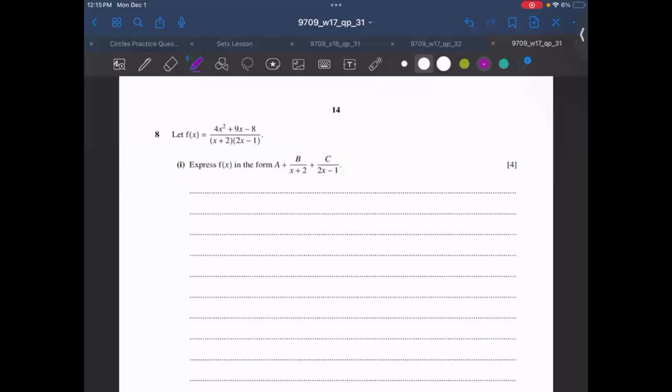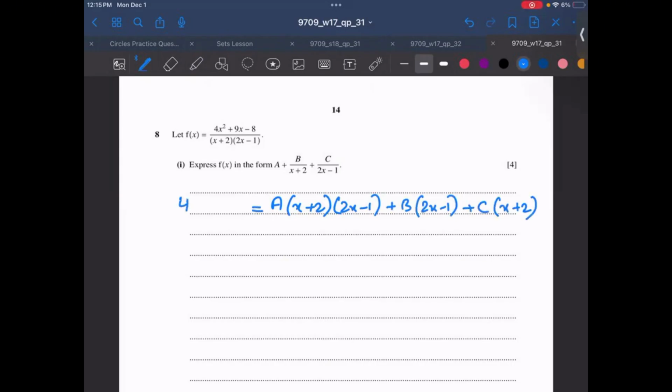In question number 8, it says in the first part, we have to express the function in partial fractions in the form as given over here. So we'll just simply first take the LCM. A will multiply by x plus 2 and 2x minus 1. B will multiply by 2x minus 1 and C will multiply by x plus 2, taking the LCM, and we compare it with 4x squared plus 9x minus 8.